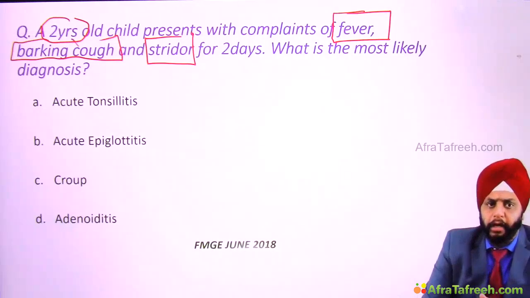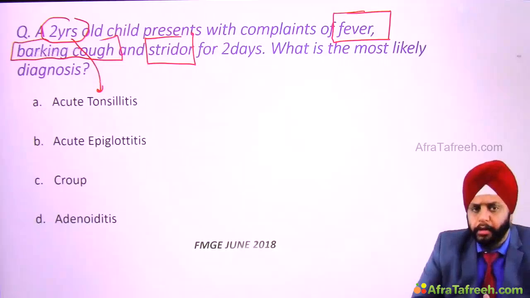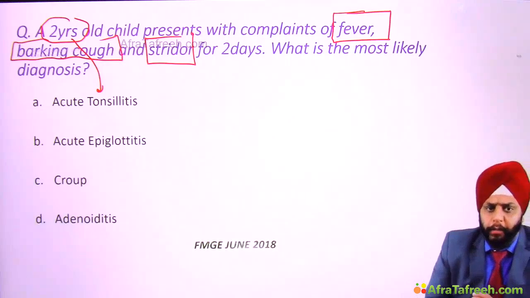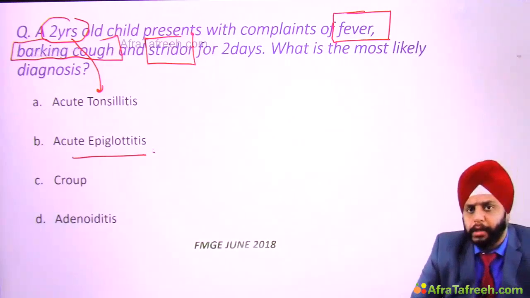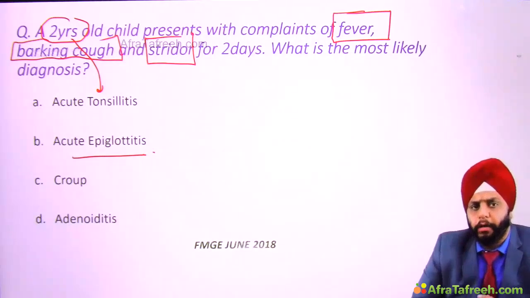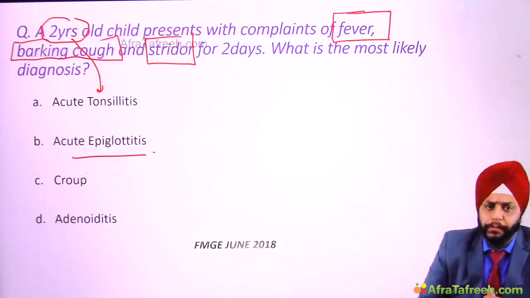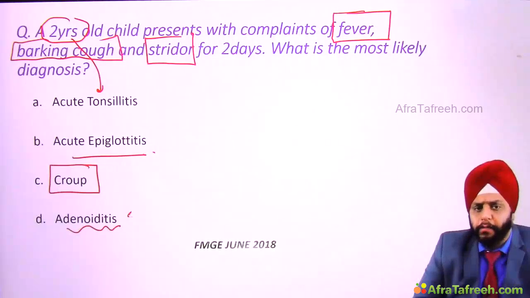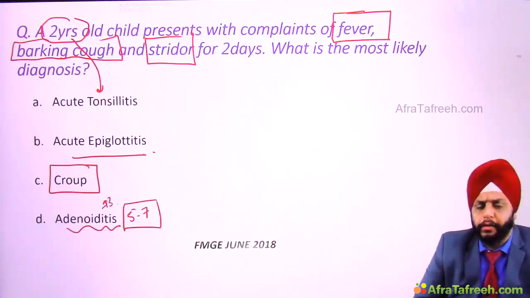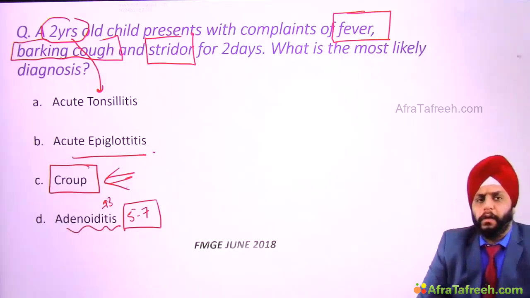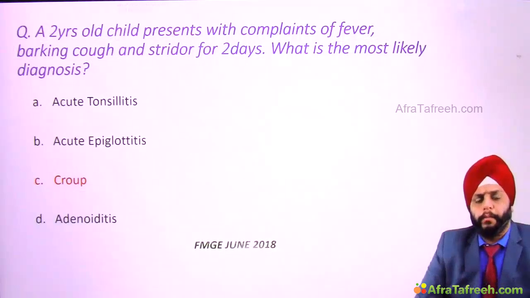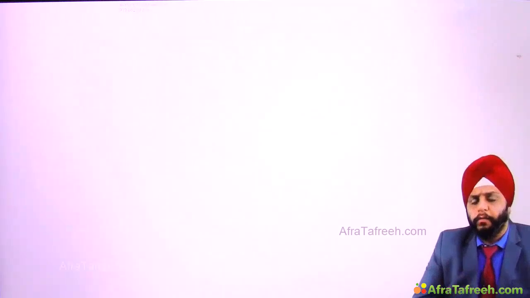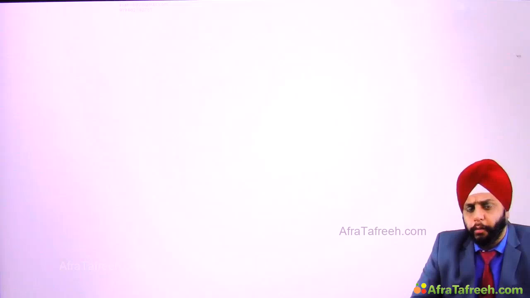Remember, 2-year child will not have tonsils. Right? Tonsils start increasing in size at the age of 4 to 5 years. Right? Acute epiglottitis will not have barking cough. Can have fever and stridor, will not have barking cough. All right. Now, croup is therefore the diagnosis. Adenoiditis again is more common in the age group of 5 to 7 years. After 3 years, the adenoids start increasing in size. So your answer over here is clear-cut croup, acute laryngotracheobronchitis.